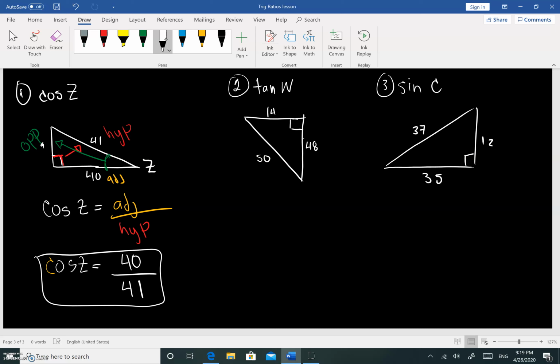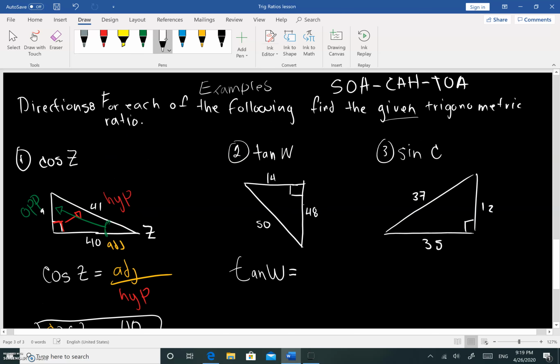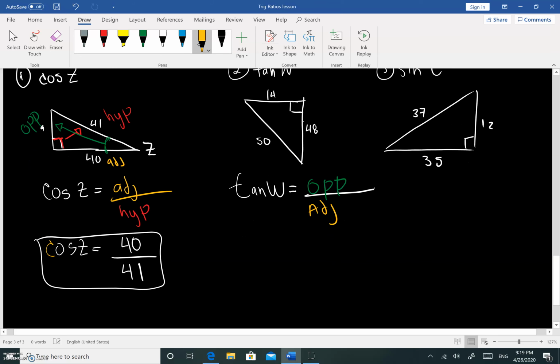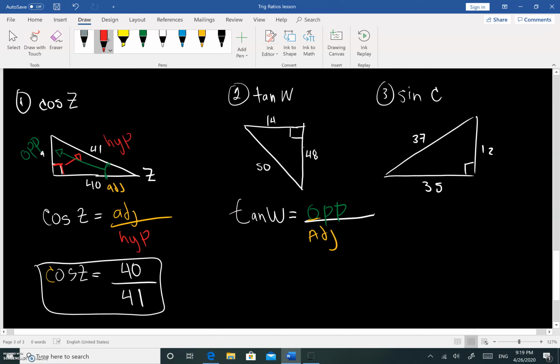Okay, so number 2, tangent of W. We first have to go ahead and write down what tangent of W is going to be. So tangent, that corresponds to the third acronym. So it's going to be this one, and it's TOA. So that means that O goes on top. What is O? Well, O is the opposite. And then the A is going to be adjacent. So SOH, CAH, TOA.